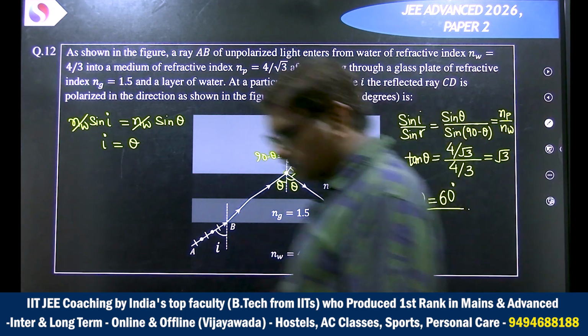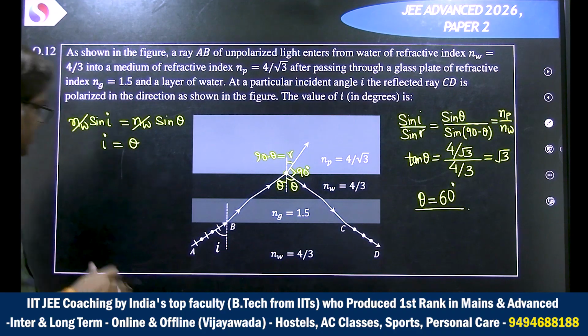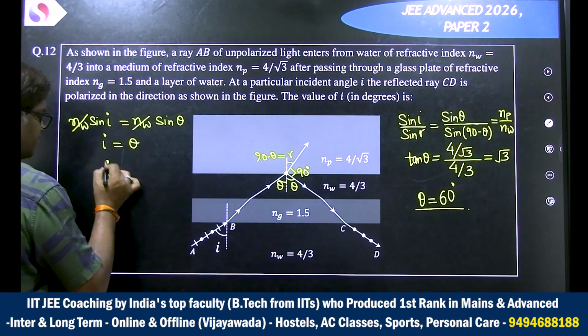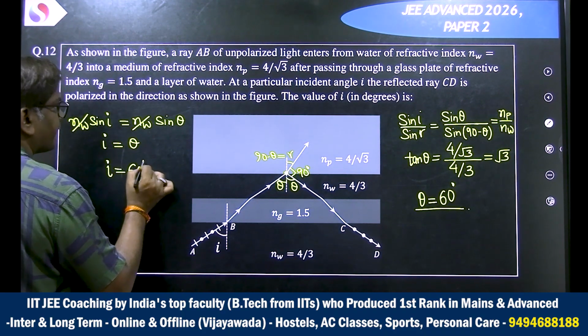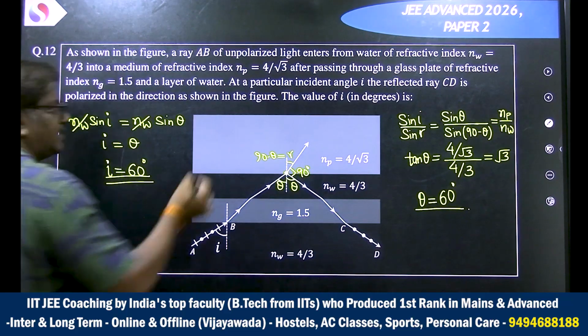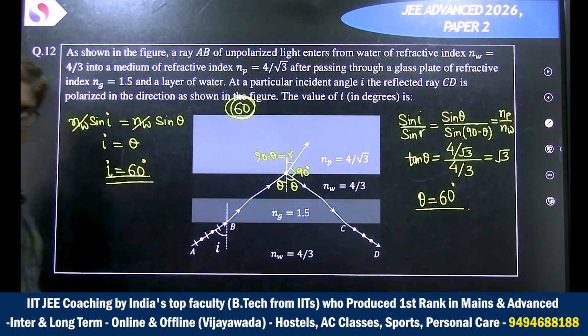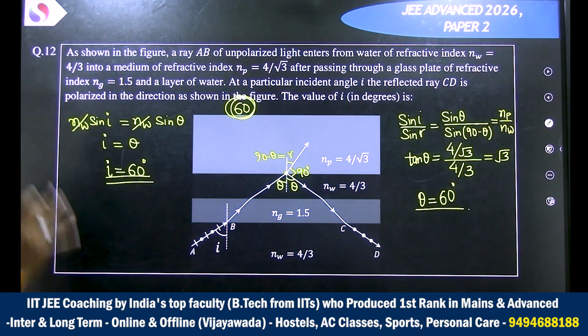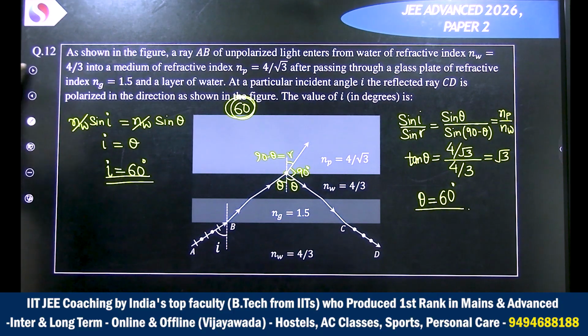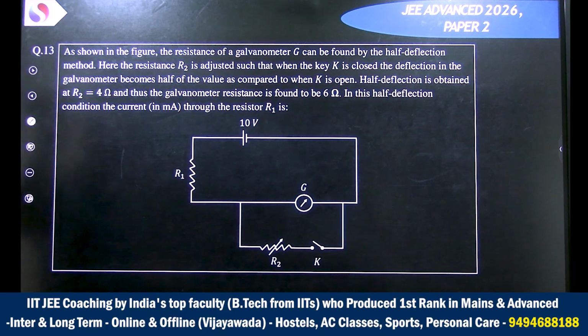So the value of theta is 60 degrees, and as we have already proved by Snell's law that I equals theta, that means I is also 60 degrees. They are asking the answer in degrees, so 60 will be the answer for this question. I think this is the simplest question of this test paper. Okay, move to the next one.